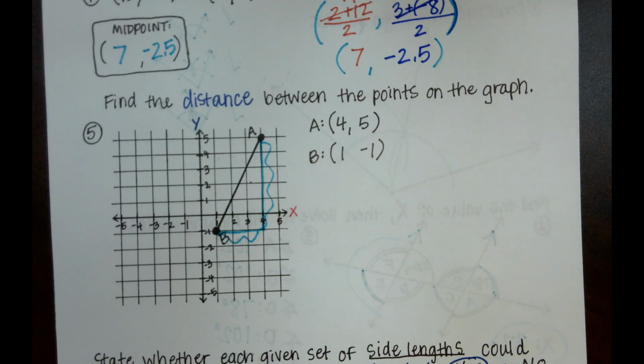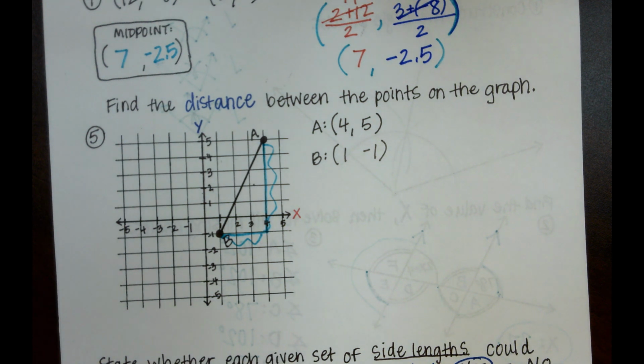Let me see if I can remember it off the top of my head. I might have to pull my notes out. I feel like it was something with a big square root. It was like x2 minus x1 squared plus y2 minus y1 squared, and the square root of that. I believe it is that. I'm going to double check because I don't want to tell you wrong. But it's going to come out to be the same thing as finding the missing side of a right triangle. I'm going to pause that real quick.